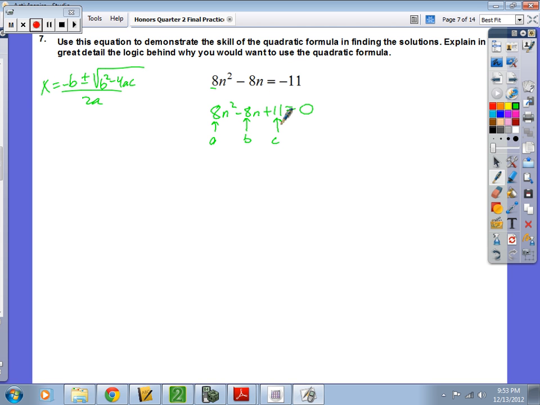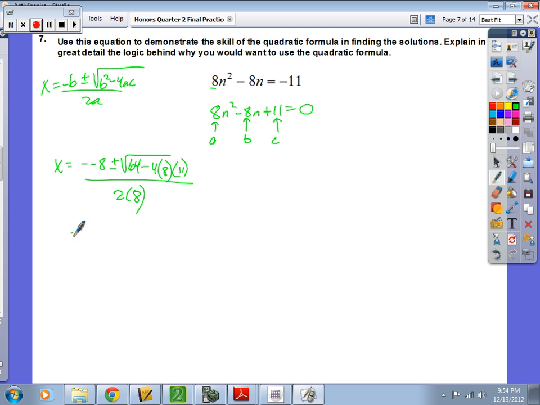So here we go. X equals a negative b. So it's going to be a negative 8 plus or minus the square root of b squared. Negative 8 times negative 8 is 64. Minus 4 times a times c all over 2 times a. Alright, so now let's just do the arithmetic. From here on out, it's really just calculator.